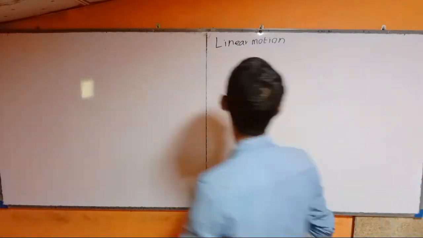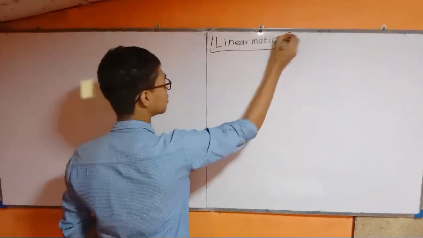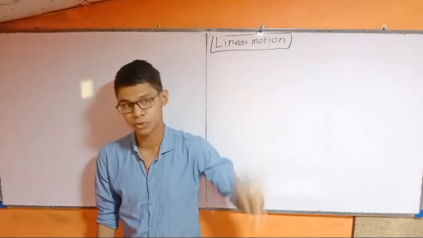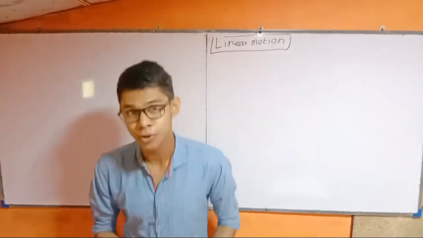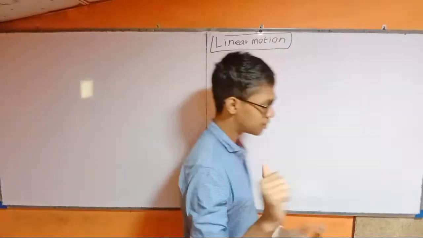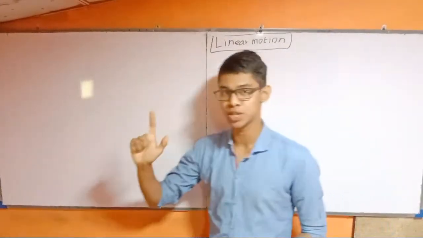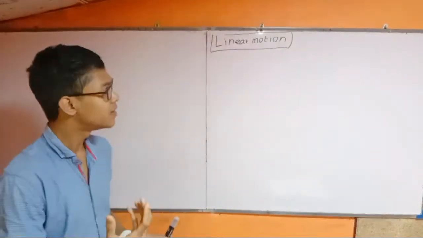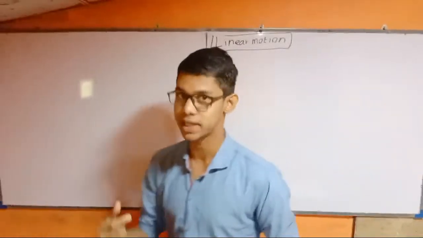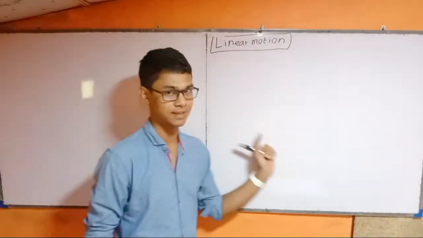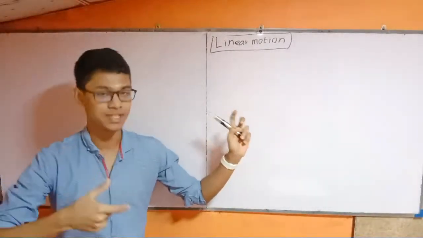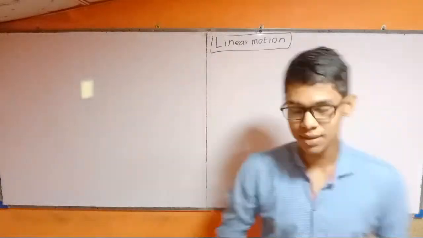Linear motion. There are no big things here. You need to know only 4 equations, and that's all. And the graph variations, the graphs, and you need to know how to handle them. It means you are given, let's say, a toolkit. The toolkit has 4 tools, and you need to know how to use them to do the question.